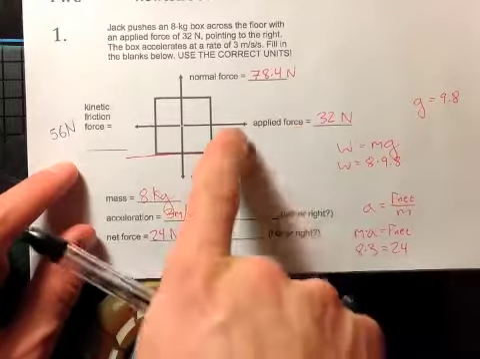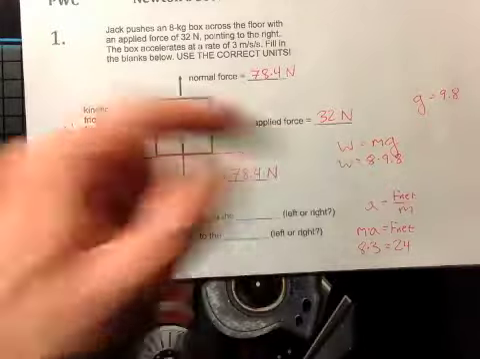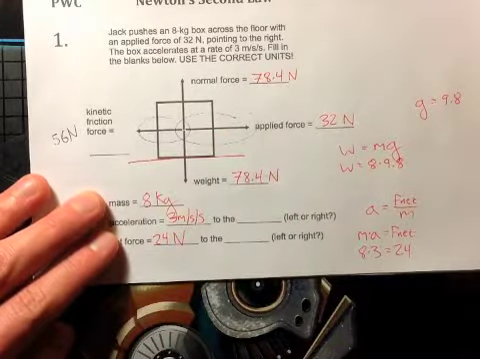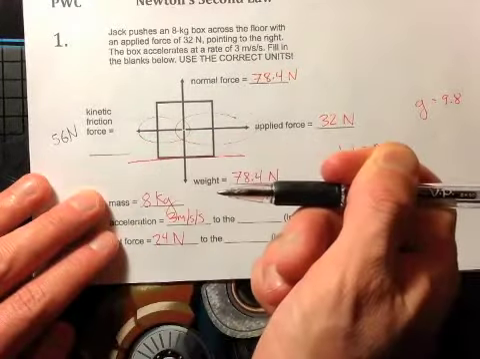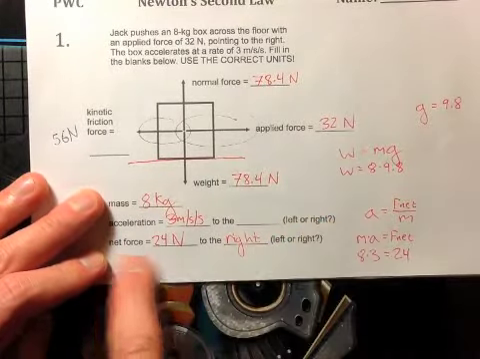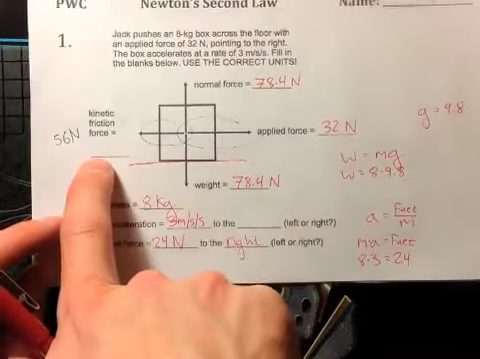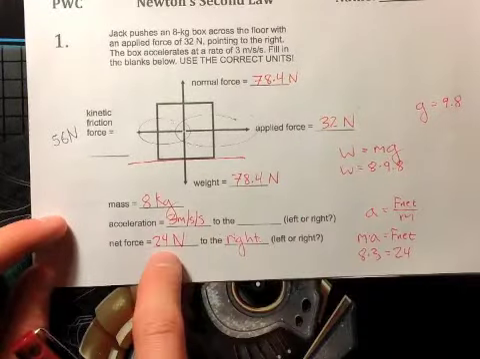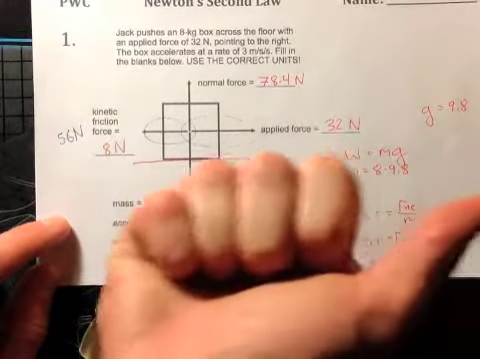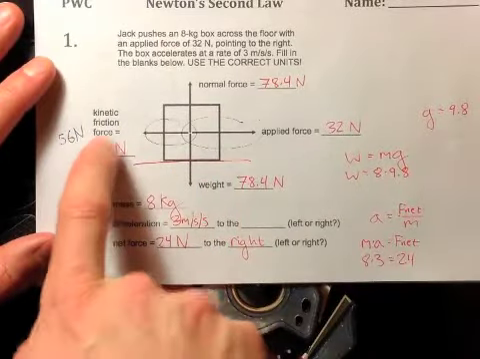What I was going for was that the applied force is causing the box to accelerate. So I was hoping that you would see that the applied force is bigger than the kinetic friction force. So the net force points to the right. Because the net force points to the right, in order to find the kinetic friction force, we take 32 minus 24 to get 8 newtons. The applied force is pushing that way, and the kinetic friction force is trying to go in the opposite direction, so the 8 newtons of friction takes away from the applied force.